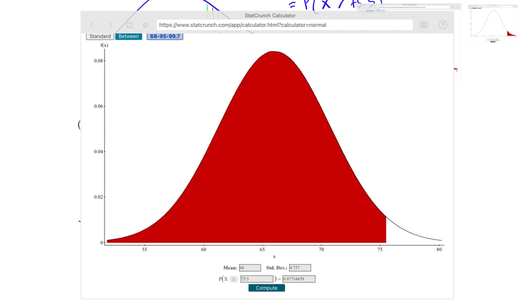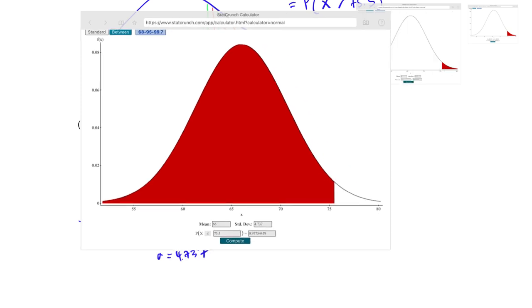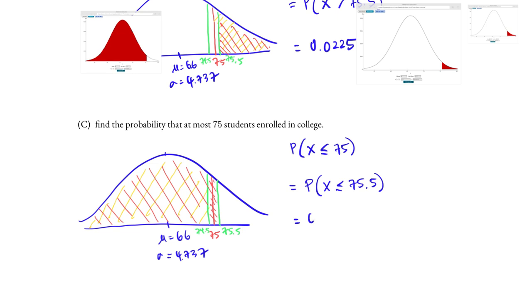We get the probability of 0.9775. And so the probability that at most 75 students enrolled in college is 0.9775.